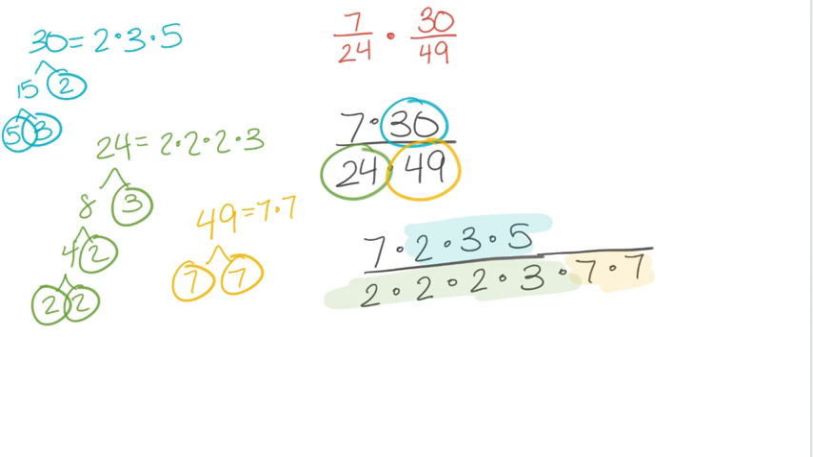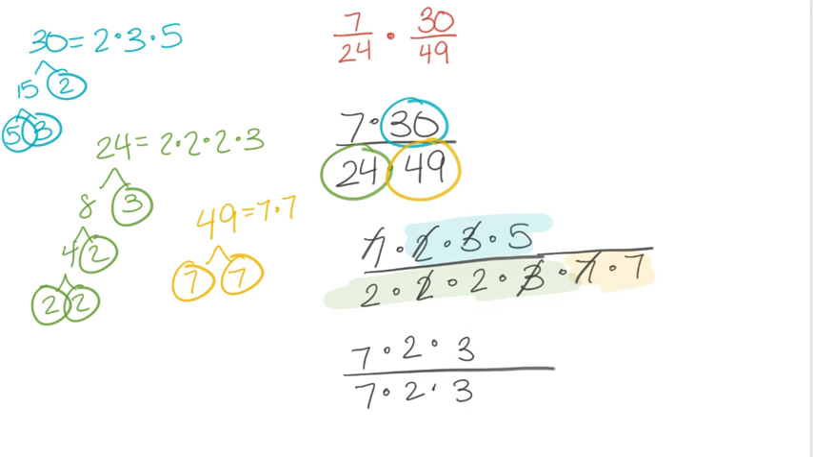So I see I have a 7 in my numerator and I have a 7 in my denominator. So I'll put those over each other. So 7 over 7. So those are done. I have a 2 in my numerator, 2 in my denominator. Okay, I have a 3 in my numerator and a 3 in my denominator, so I'll put those over each other. And I think those are all my pairs.